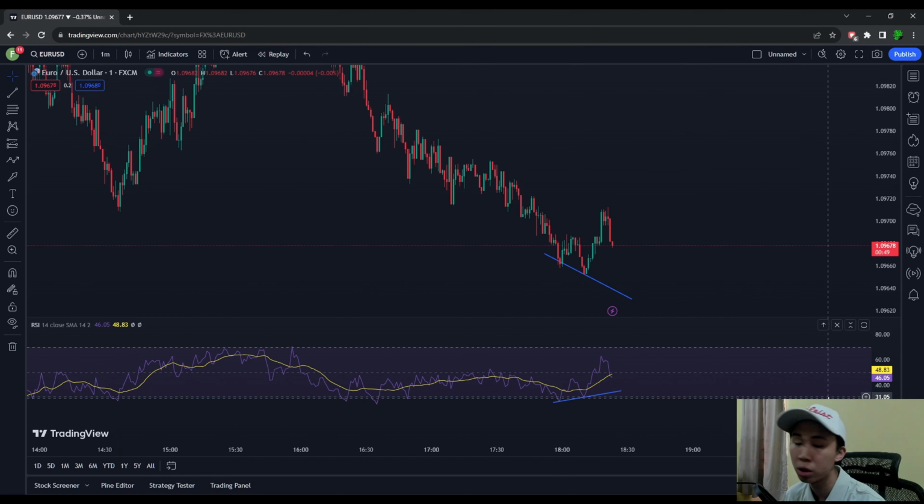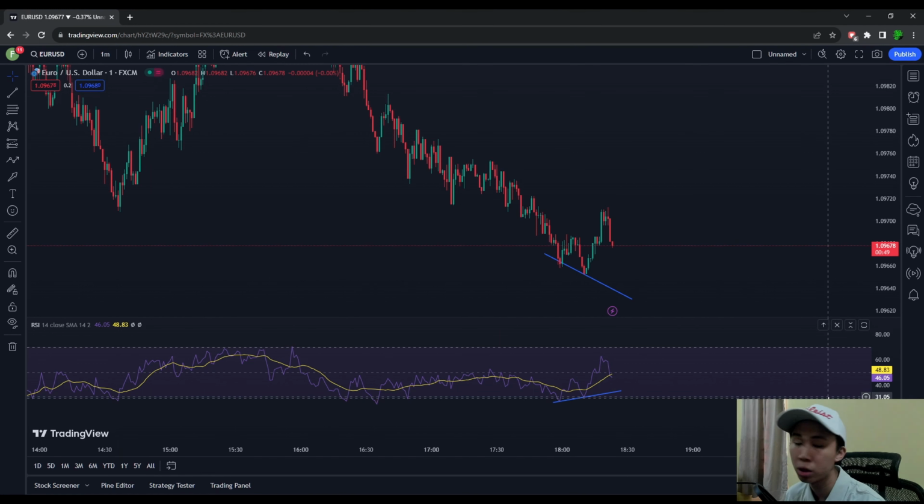This is an example of a failed divergence. As you can see, price is making lower lows here, but in the RSI, it is making a higher high, this point and this point. So do you notice the divergence? But what is the problem here?